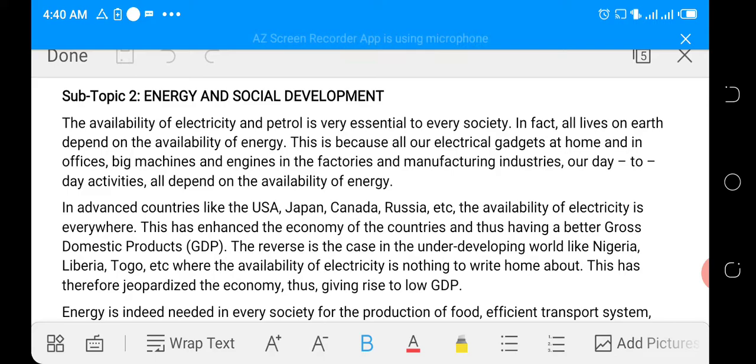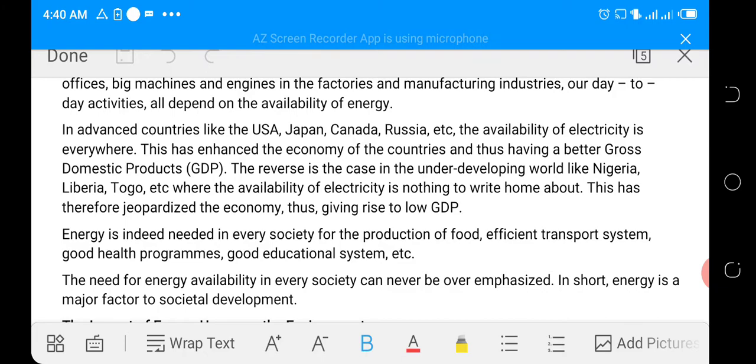In advanced countries like the USA, Japan, Canada, Russia, etc., the availability of electricity is everywhere. This has enhanced the economy of these countries and thus given them a better gross domestic product, GDP. The reverse is the case in the developing world like Nigeria, Liberia, Togo, etc., where the availability of electricity is nothing to write home about. This has therefore jeopardized the economy, giving rise to low GDP.